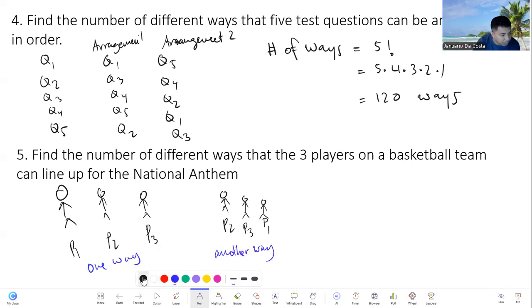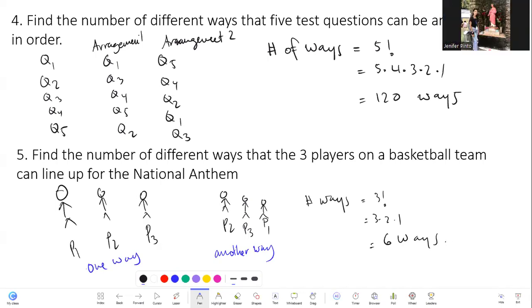How many possible ways can you arrange them like this? So the number of ways is simply 3 factorial, which is 3 times 2 times 1. There are 6 possible ways, just because you only have 3 players. Do you understand?